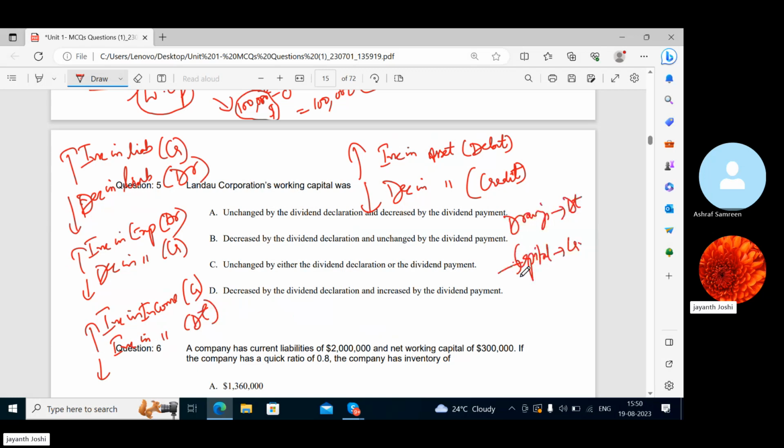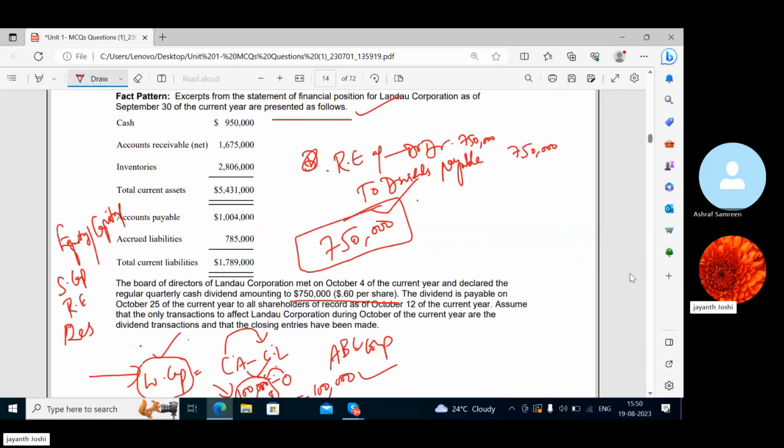But with this, what is going to happen? See, retained earnings is not going to do anything to my working capital because it's not a part of working capital at all. It's not a current asset. But dividend payable is going to increase my current liability, and that is going to decrease my working capital, right? See, dividend payable is a current liability, right?